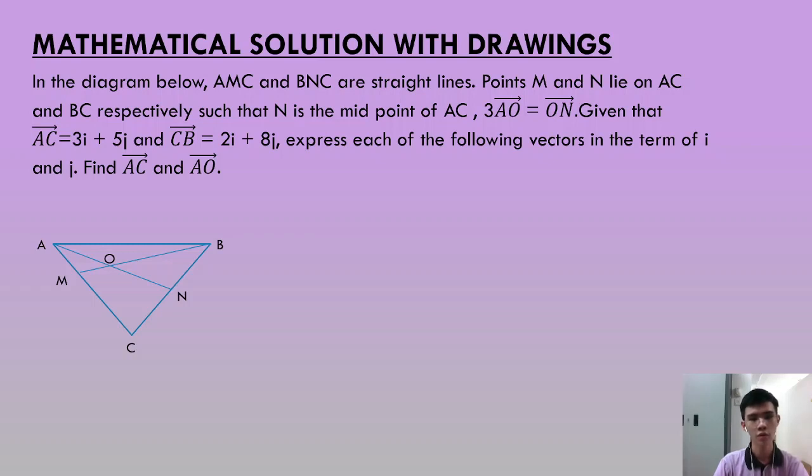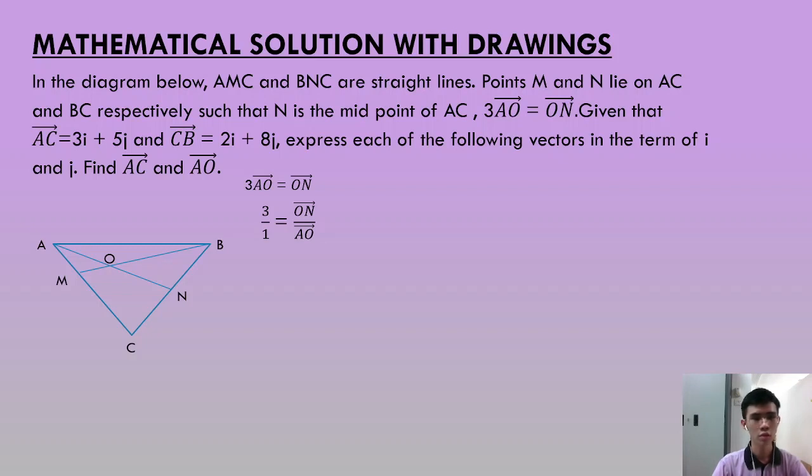Express each of the following vectors in terms of i and j. Find AC and AO. To solve this question, first we need to solve the incomplete information, and the incomplete information is 3AO is equal to ON. To solve this, first we need to divide by AO, and it will become 3 over 1 is equal to ON over AO.